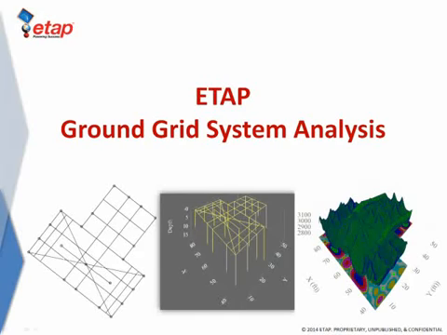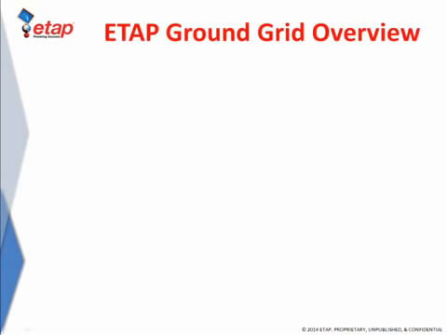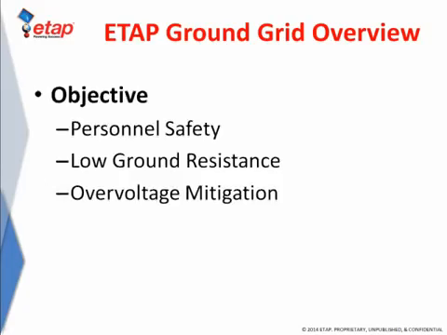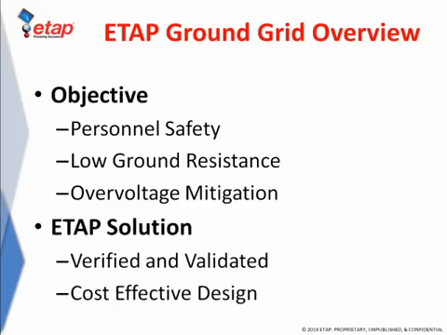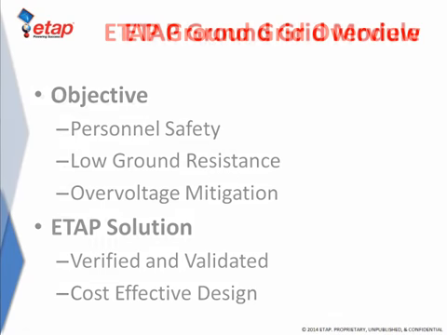Welcome to ETAP Ground Grid System module. This module is a perfect tool with impressive capabilities in order to design, analyze, and optimize your ground grids. Basically, the ground grid system is an essential part of a substation in order to make a safe environment available to both engineers and equipment. ETAP, as a verified and validated software, provides accurate and cost-effective solutions for your ground grid systems.